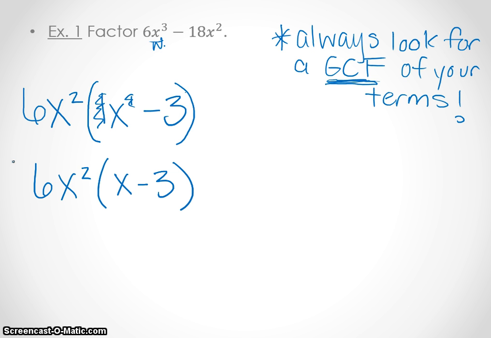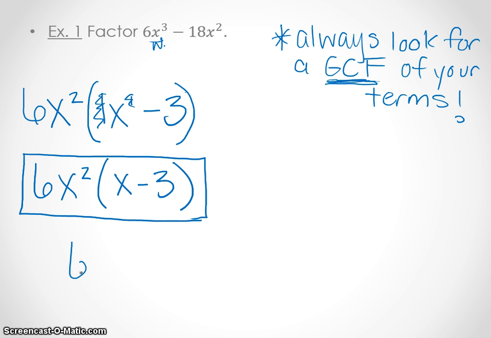Like I said before, this is our answer, but before you even box it up or circle it, whatever it is you do, I would always multiply back through just to make sure you get what you started with. So 6x squared times x is going to be 6x cubed. And then 6x squared times a negative 3 is a negative 18x squared. And guess what?